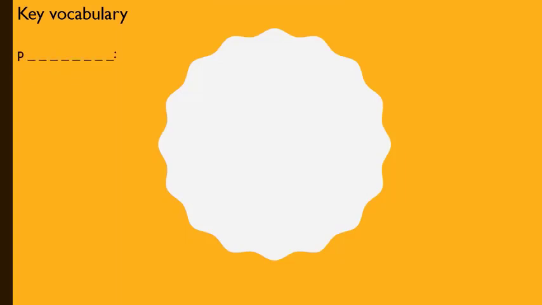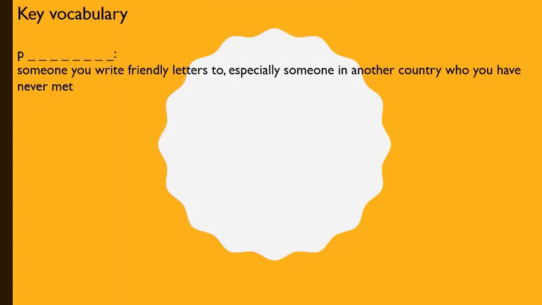The first word starts with letter P. It describes someone who writes friendly letters, especially to someone in another country who you have never met. So like the friend that you just write letters to each other. It starts with letter P. You can find it in the text on page 47. The next word starts with letter S, and we have two words in this phrase. It's a phrasal verb that means to start a journey.